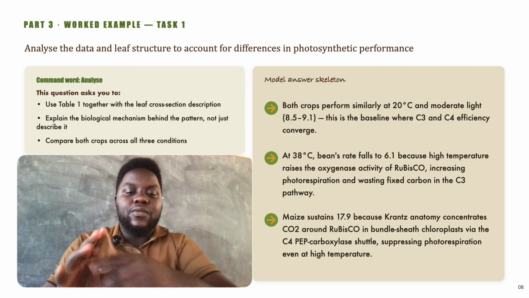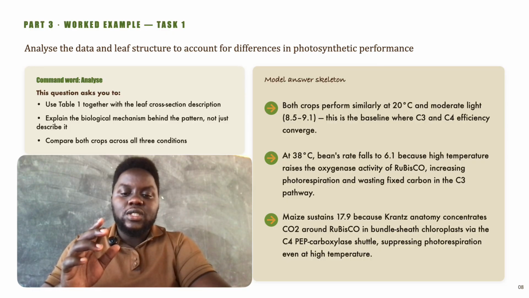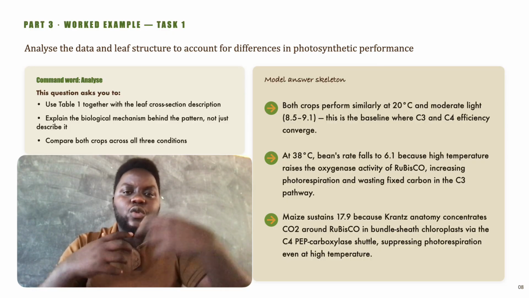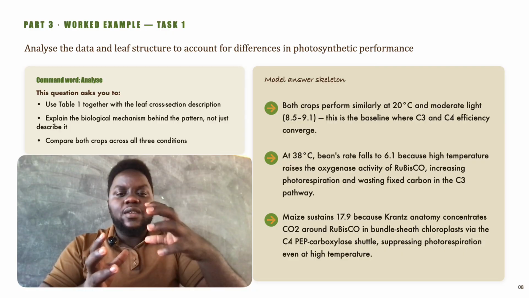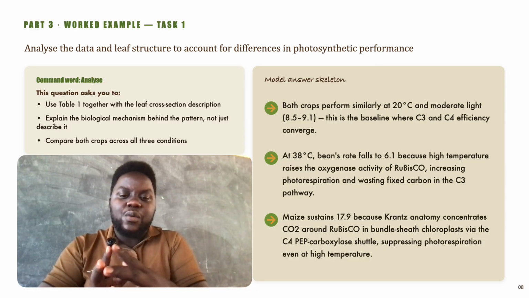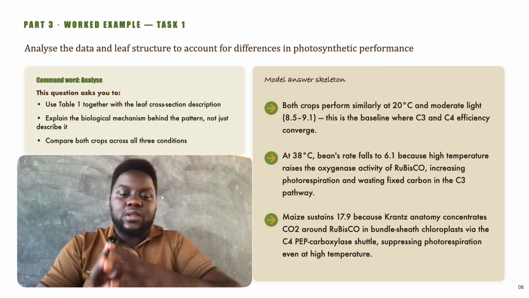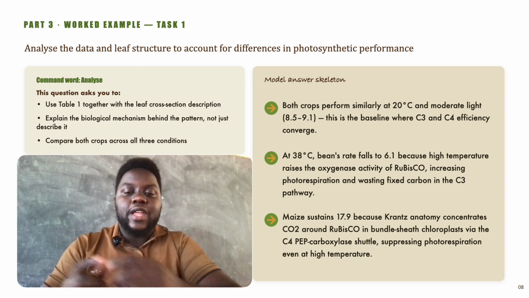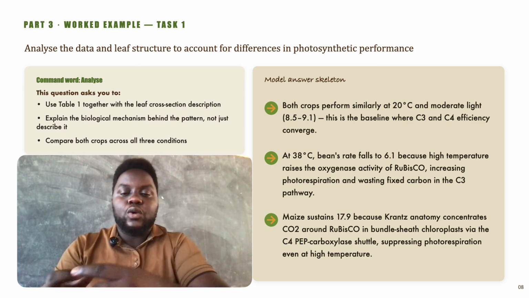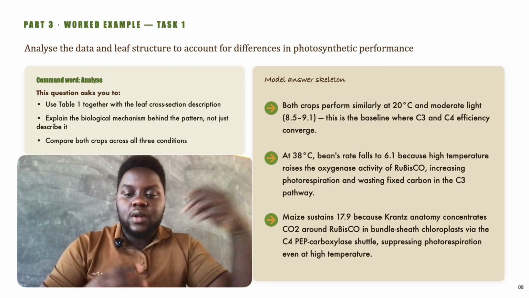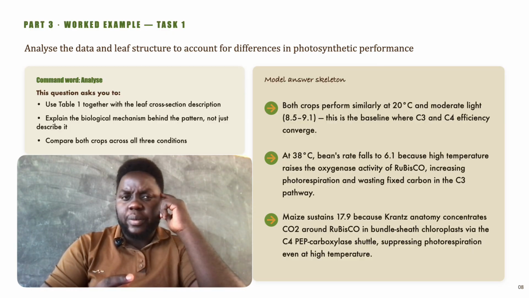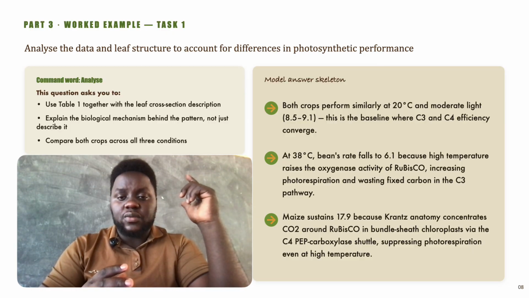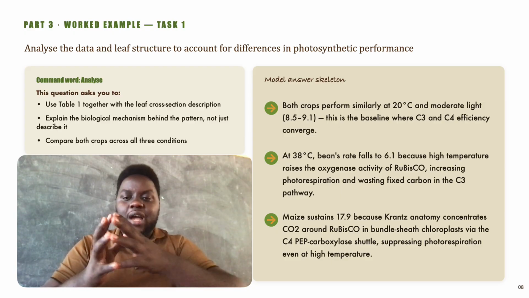This is going to remove the competition. Now, because by doing this, the C4 plants create an artificial environment that is highly concentrated with carbon dioxide. It means that oxygen cannot simply compete for the active site of Rubisco because there is a high concentration of carbon dioxide.